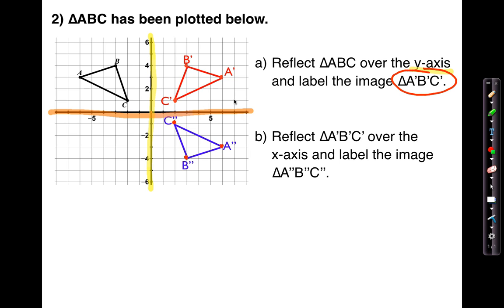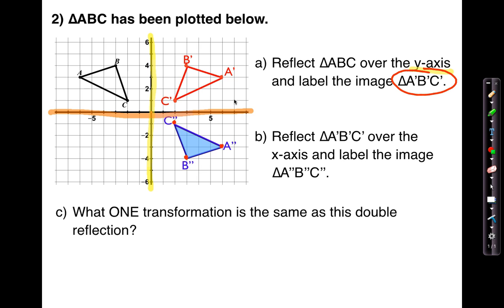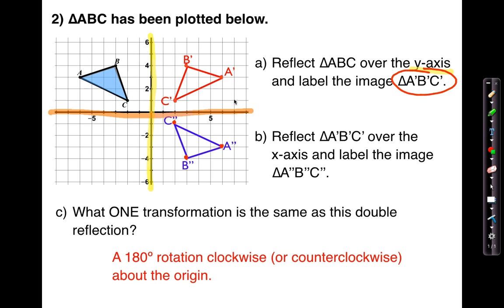It's going to be easier for you to know which points, rather than plotting all the points and trying to label afterwards. Okay, so the next question is, what one transformation is the same as this double reflection? Well, look at that. That is a 180-degree rotation, clockwise or counterclockwise. It really doesn't matter. They're basically equivalent rotations about the origin. So notice these two reflections across the y-axis and the x-axis are the same as a 180-degree clockwise or counterclockwise rotation about the origin.